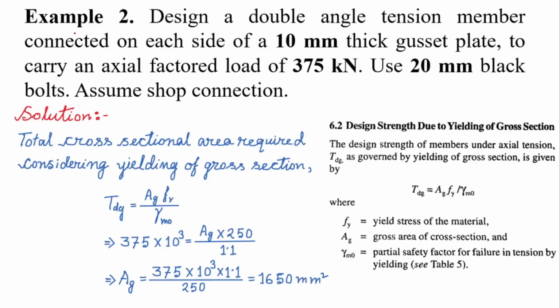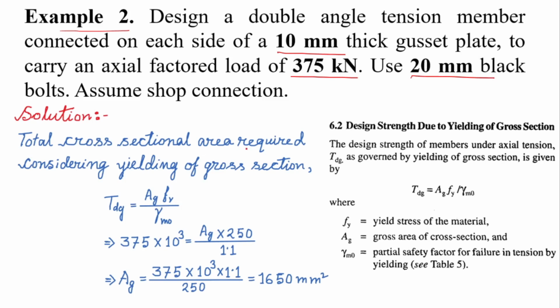Example number 2. Design a double angle tension member connected on each side of a 10 mm thick gusset plate to carry an axial factored load of 375 kN. Use 20 mm black bolts. So let's start the solution part.